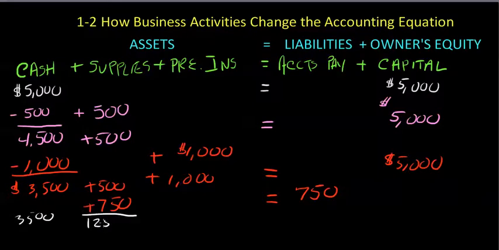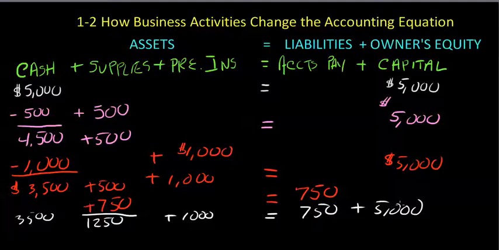We're up to $1,250 in supplies, $1,000 in prepaid insurance, equals $750 plus $5,000. You'll notice we are still in balance. $5,750 in assets equals $5,750 in accounts payable and capital, or liabilities and owner's equity.